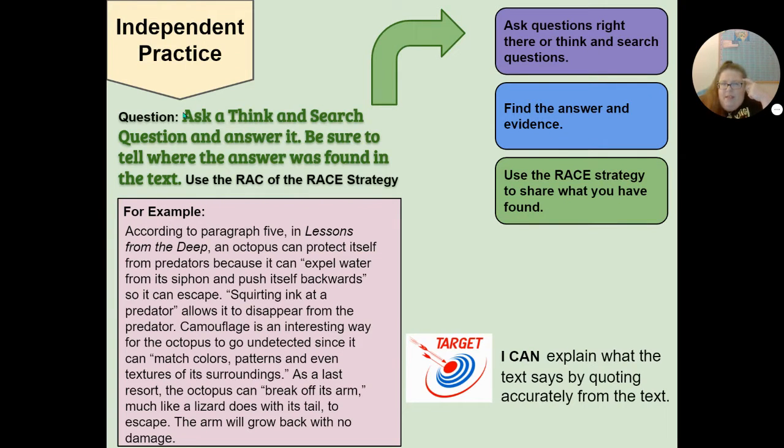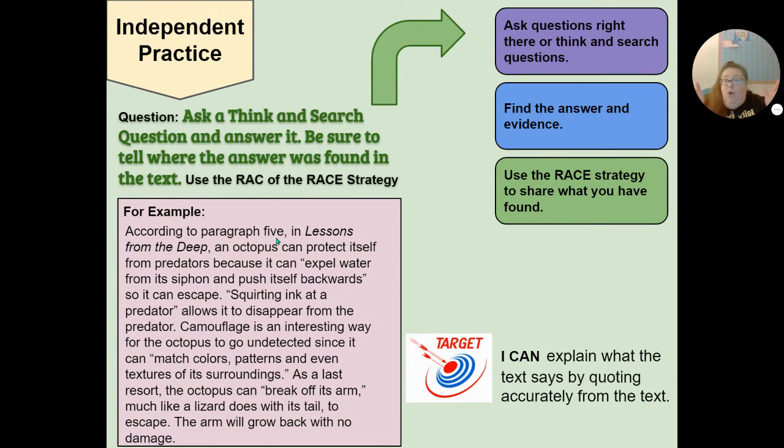Can't really think of a think and search question? Go back to your notebook because you jotted down some beginnings to a think and search question. Be sure to tell where the answer was found, like I did when I said paragraph 4, even though I got it wrong. I said 5, but it was 4. Okay? So, did I do this?